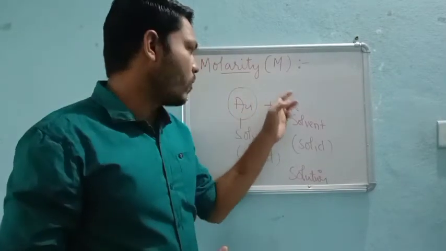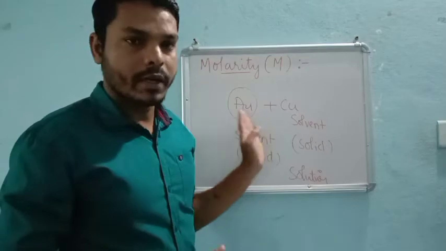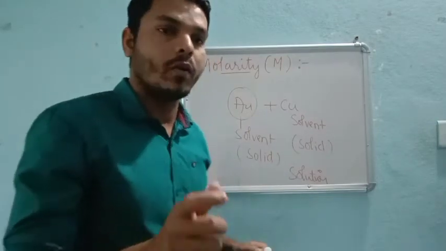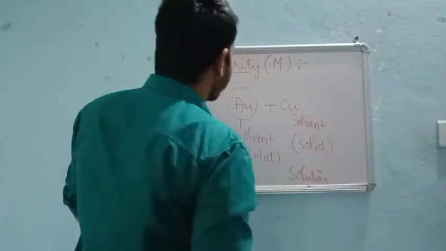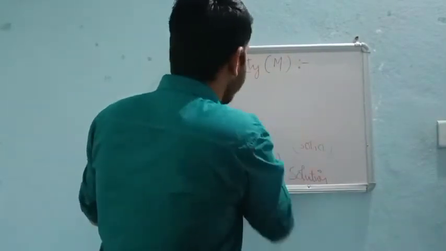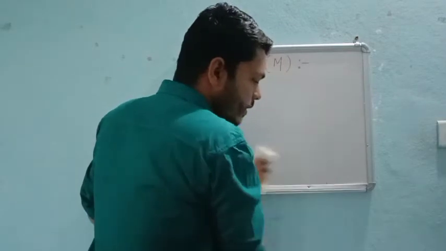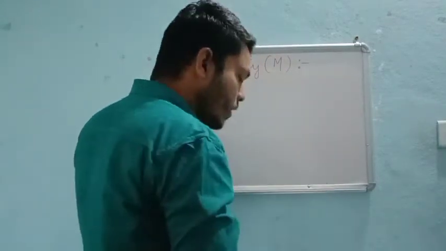So if you add copper in some amount, then definitely that will become impure gold. To increase their weight, they will do like this, right? So what is molarity? Molarity is nothing but it is in the liquid solution.